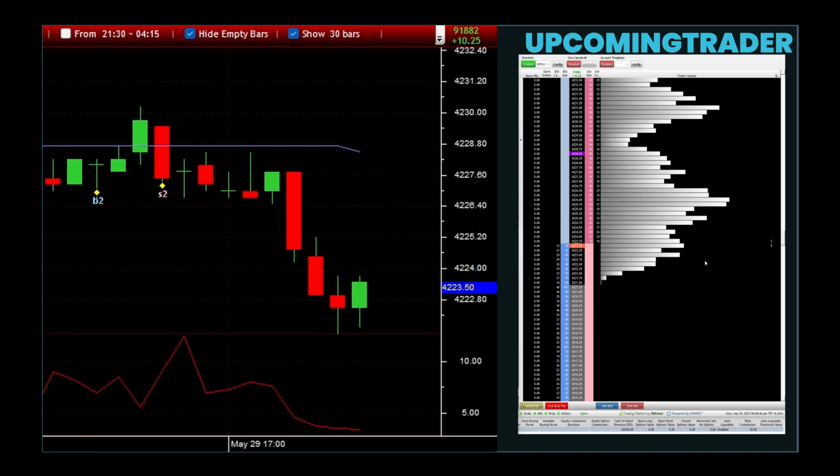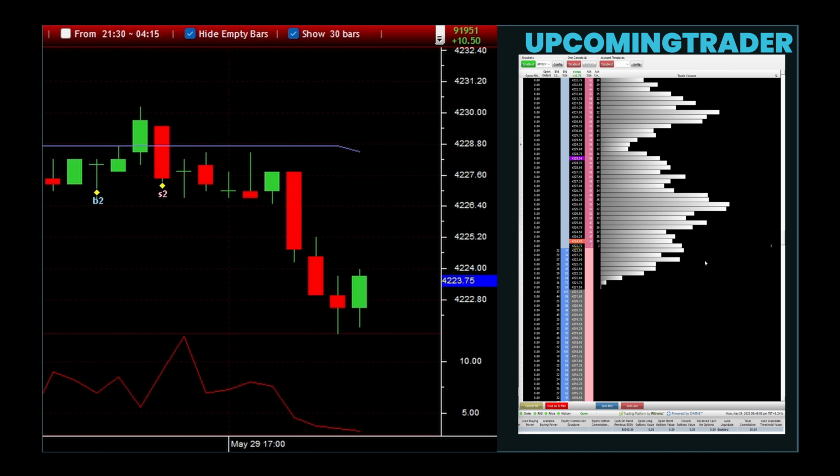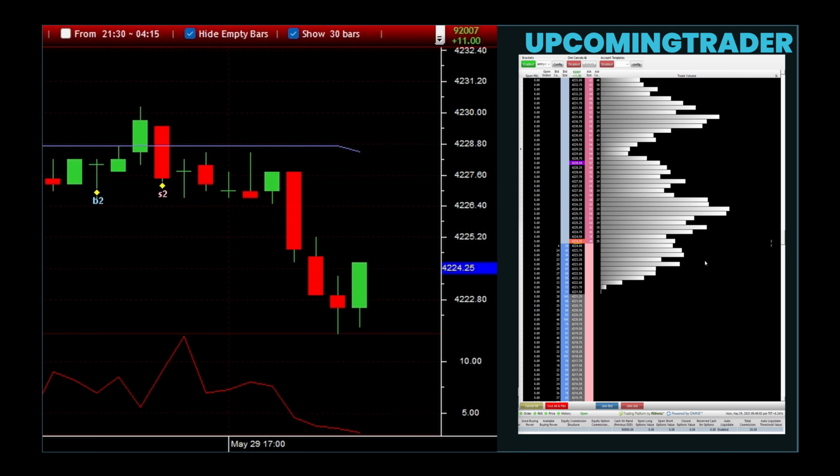There are some key features on a TPO chart that you need to know to understand them fully. Let us start with something called the point of control, or POC. The POC is the price level where the most TPOs happened, indicating where the market found consensus during the session. Think of it as the place where the market found a fair value during that session.